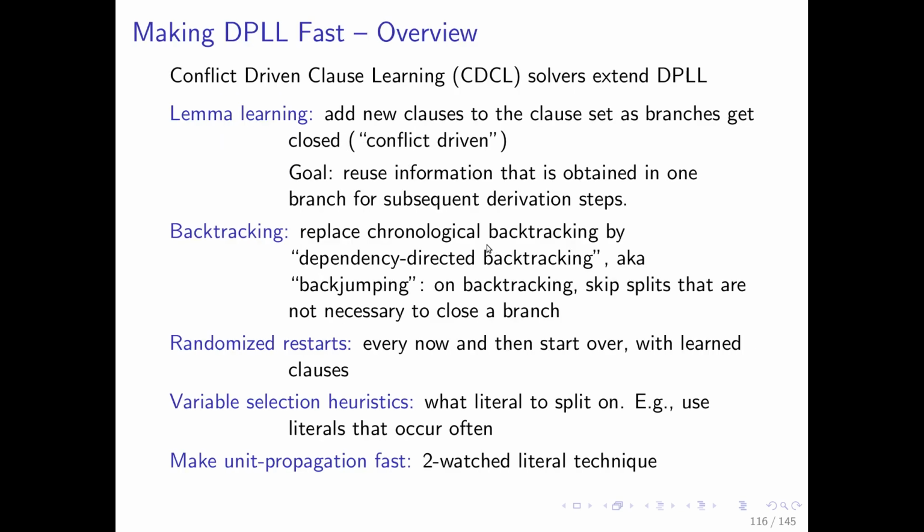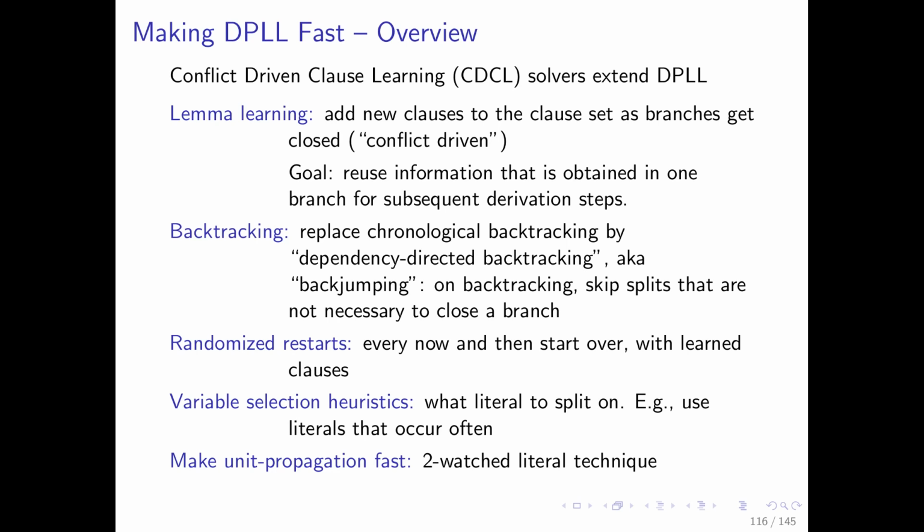Now, the front line in DPLL is making it faster, right? So this basic procedure that we've seen is actually not all that fast. But there are a whole bunch of optimizations that researchers have found, which makes it a lot faster. And here are a couple. I'm going to mention what they are, and I'm only going to cover the first one, lemma learning. All right? I'm not going to worry about the others, but they exist.